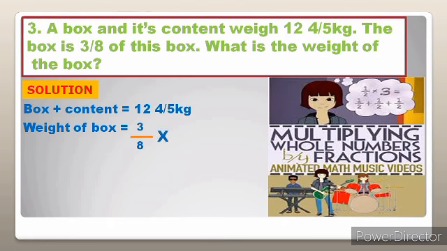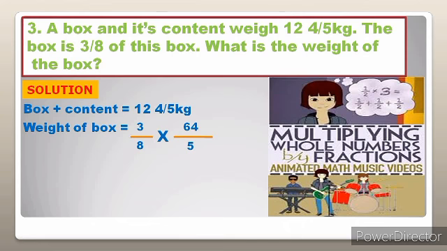Remember, in mathematics, we cannot handle a mixed number like that. We have to convert it to an improper fraction. 12 whole number 4/5 is a mixed number, and to convert it to an improper fraction, you multiply the whole number by the denominator, which is 12 times 5. 12 times 5 gives us 60, plus the numerator, which is 4, gives us 64 over the denominator. You can see the way I converted my mixed number to an improper fraction.